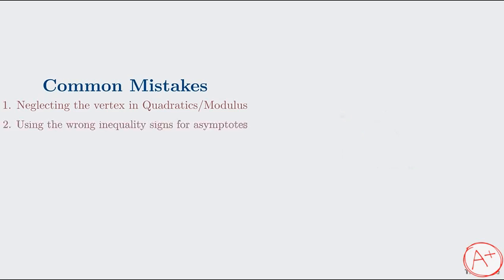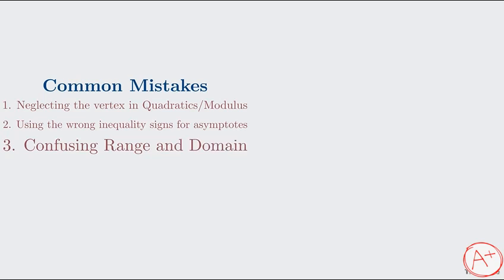For exponential and rational functions, remember that the function approaches the asymptote, but never touches it. For f of x equals e to the power of x plus 2, the range is strictly f of x is greater than 2, not greater than or equal to 2.